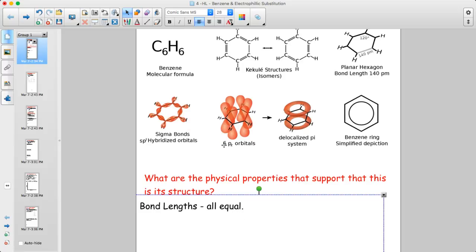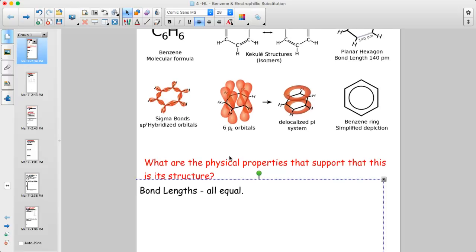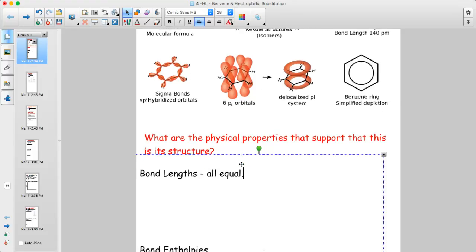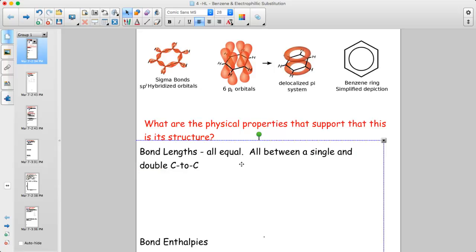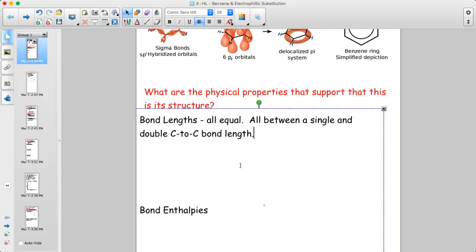But there's no evidence that that is taking place when they look at benzene, when they use scanning tunnel microscopes, or when they use X-ray crystallography to look at its structure and its bond lengths and bond angles. All of the bond lengths are equal, and they're all between a single and double carbon to carbon bond length. Okay. So a lot of evidence that they are sort of somewhere in between, but not a double or a single.